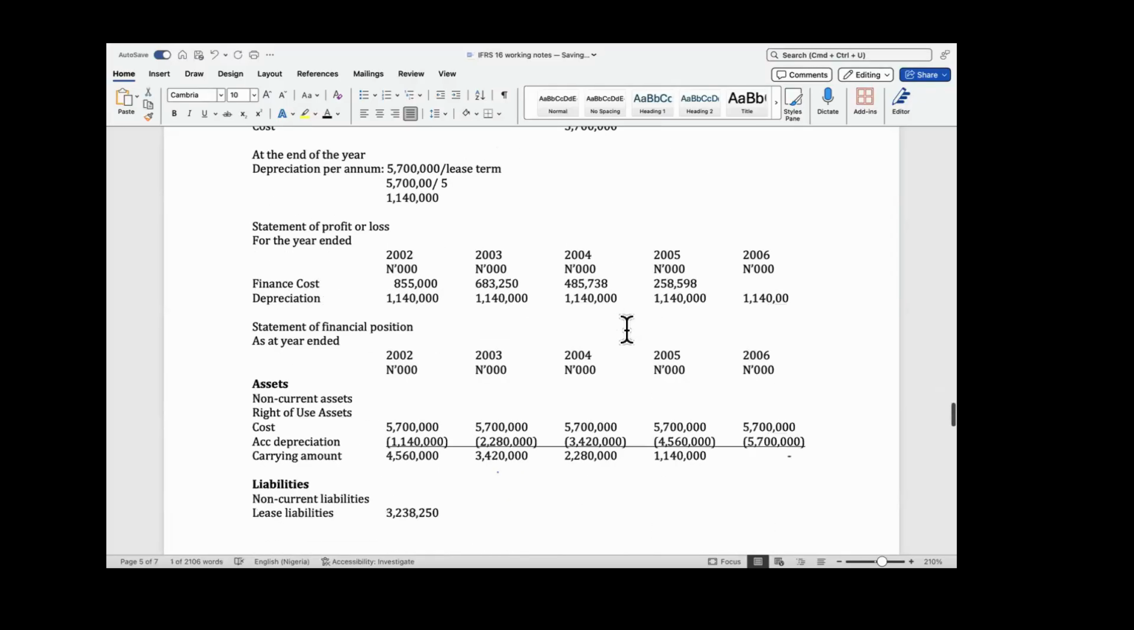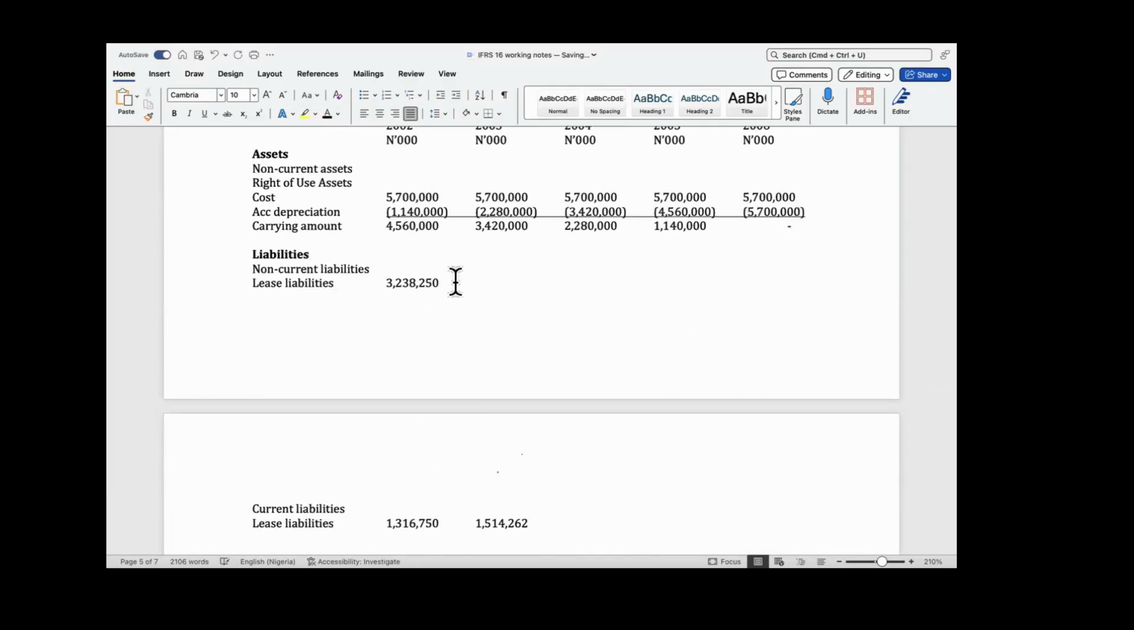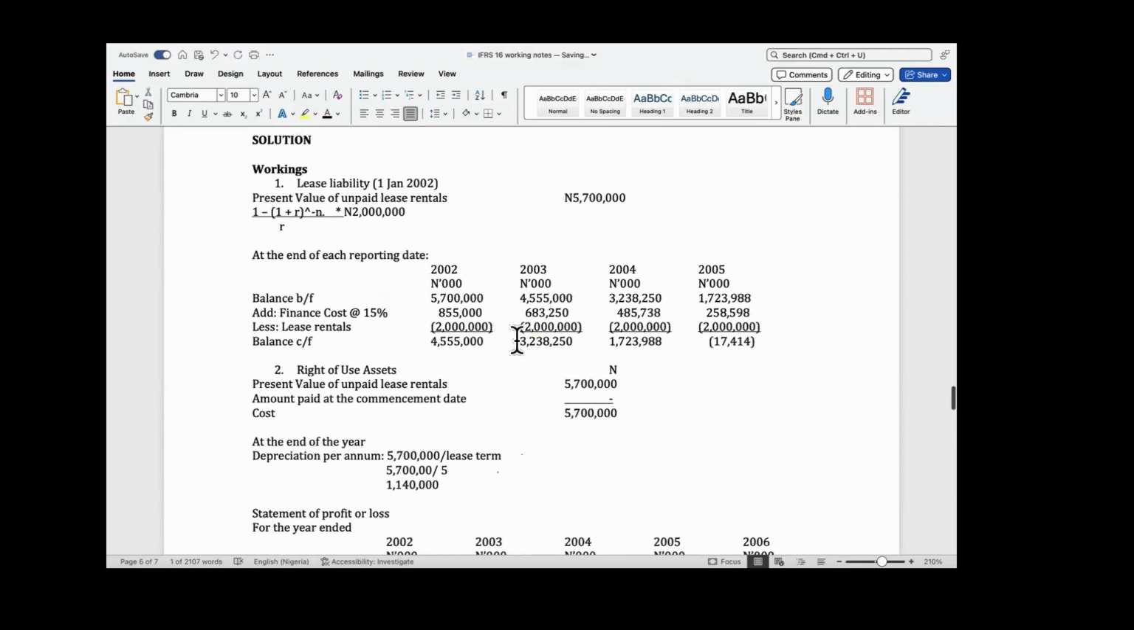1,514,262. While this will definitely be the non-current, so let me just copy and put it here. Of course, if I add this non-current and this current together, it's still going to give me the total lease liability, but it's important we separate it into the portion you are going to pay next year and the portion you are going to pay much later into the future. Just get the difference between these two to give you what you're paying next year, and the balance becomes what you're paying after more than 1 year.